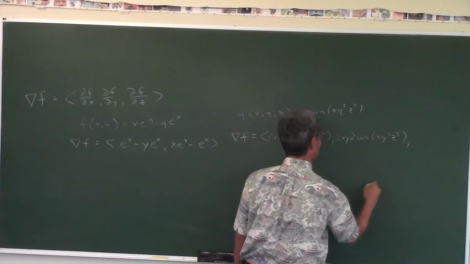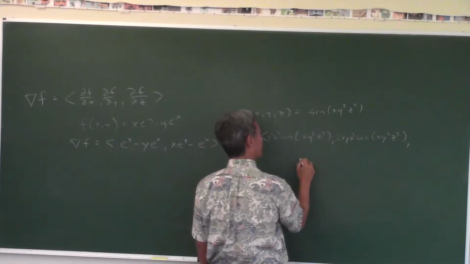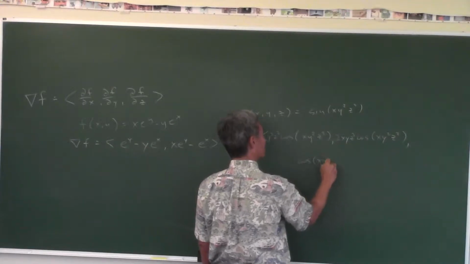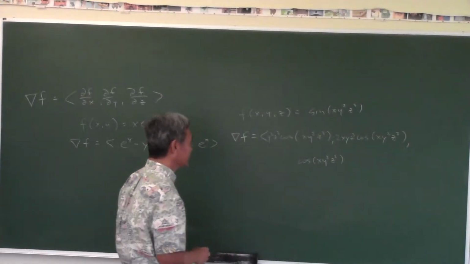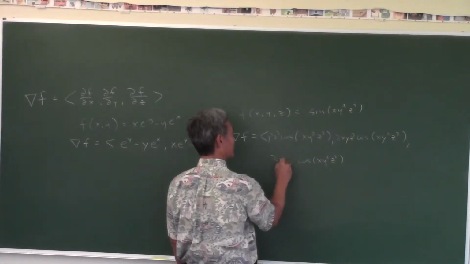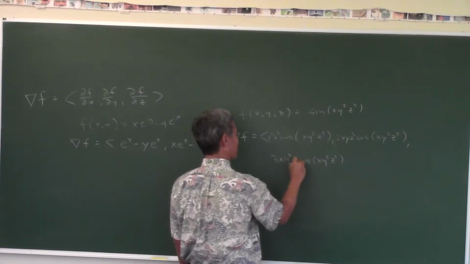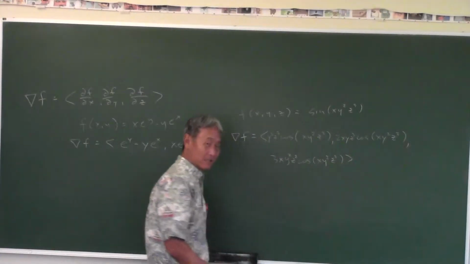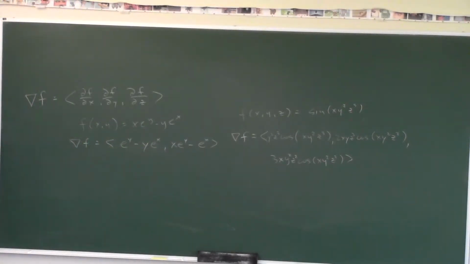That is correct. And then the z component of the gradient will be cosine box times the derivative of box with respect to z. 3xy squared z squared. That is correct. See how easy this is? So this first homework is easy. All you're doing is computing gradient.